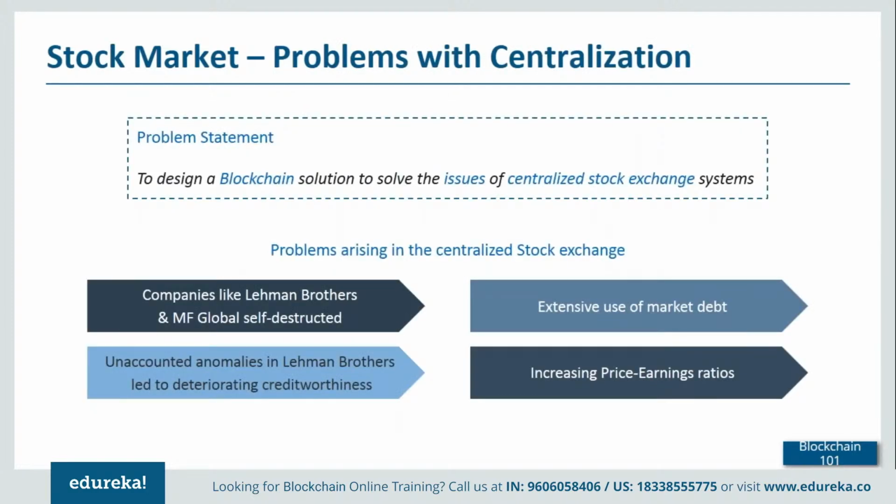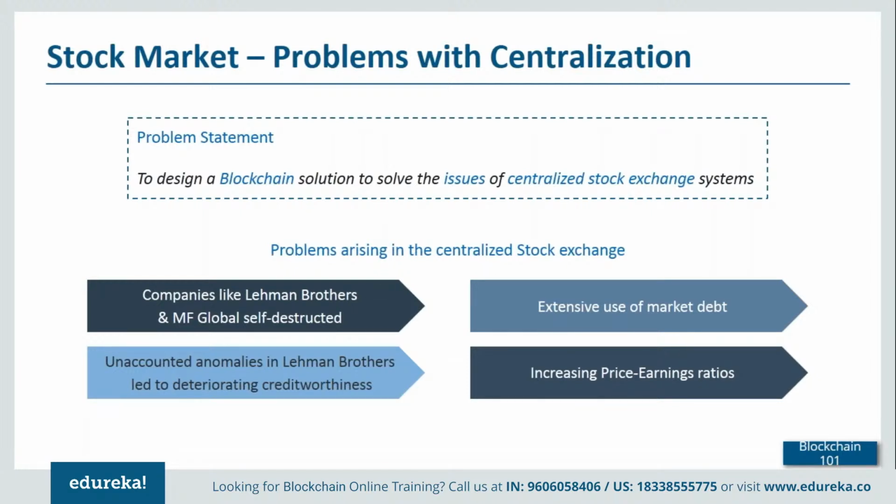Now let's talk about our problem statement. What we need to do is design a blockchain solution to solve the issue of the centralized stock exchange system. That is, one central authority governing and managing this should be broken down into decentralized parts. Now the problems with respect to a centralized stock exchange can be that one single organization is taking the money of all others and dumping it for its own profit. There have been a lot of cases like that.